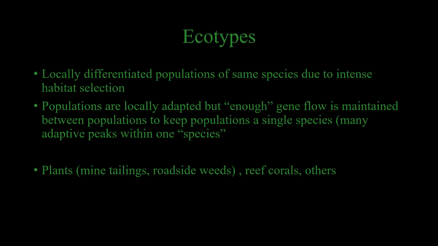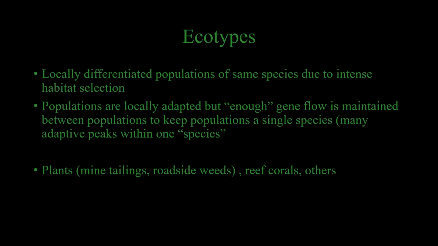They would flower at different times, or they would look different. This is then extended to the idea of roadside weeds, when we used to have lead in gasoline. I myself have used it in the idea of corals, where we see adaptation of members of the same species to different depths. They end up with different growth forms. The idea is that we have local adapted populations to some local event through habitat selection, but there's enough gene flow maintained between populations to keep them a single species. So you can think of it as many adaptive peaks within a single species.